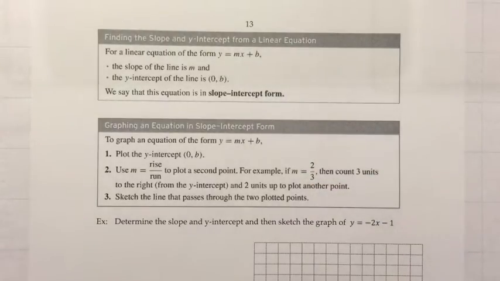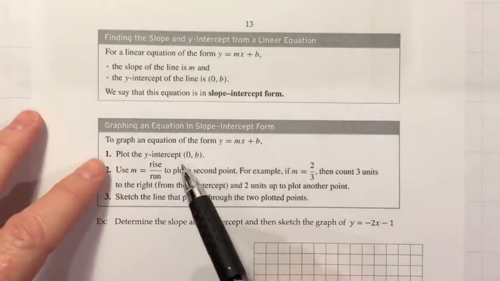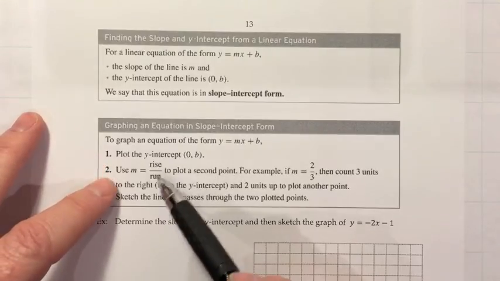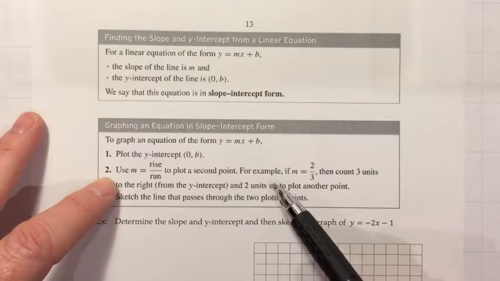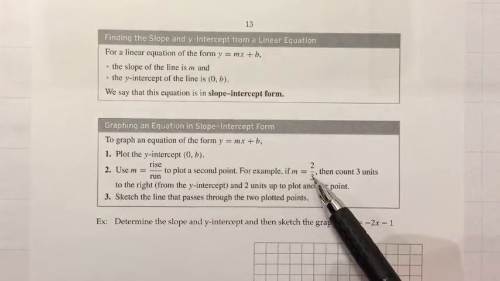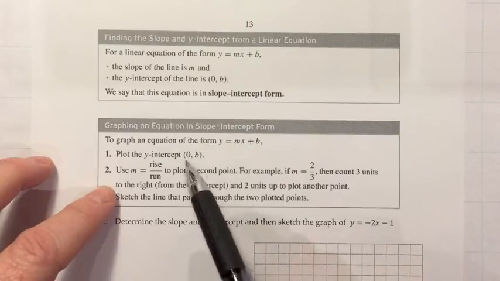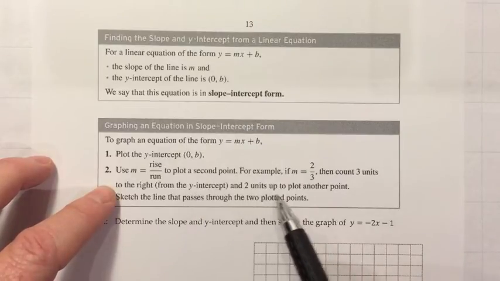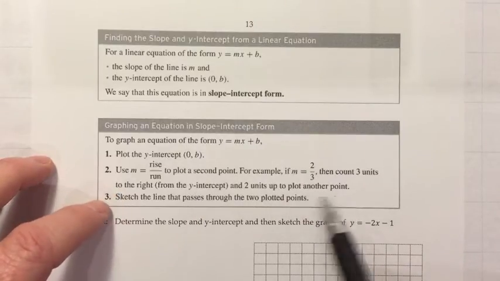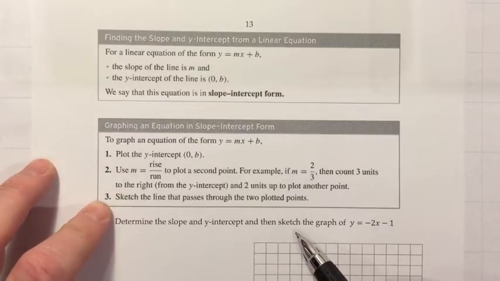And if somebody asks you to graph an equation that's in slope-intercept form, then one possible way to do that is to figure out the y-intercept and plot that, and then use the rise over run, or change in y over change in x, to plot the second point. So for example, if m is 2/3, then count 3 units to the right from this point, the y-intercept, and then 2 units up, and plot another point, and then sketch the line that goes through those 2 points.